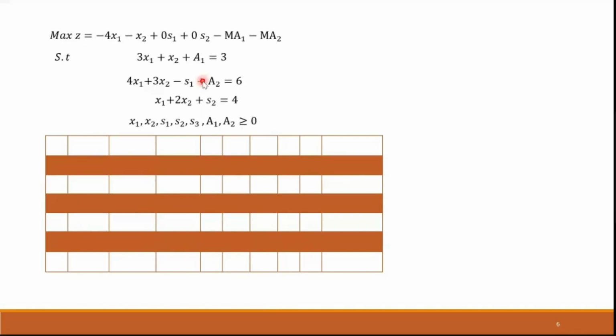ठीक है, पहले में हमने a1 add किया तो minus M a1 cost हो गया, सेकेंड में s1 subtract किया और a2 add किया तो यहाँ पे minus M a2, and third में slack add किया है s2, and all these variables are greater than or equal to 0. We have, so after converting minimization to maximization, add these variables.